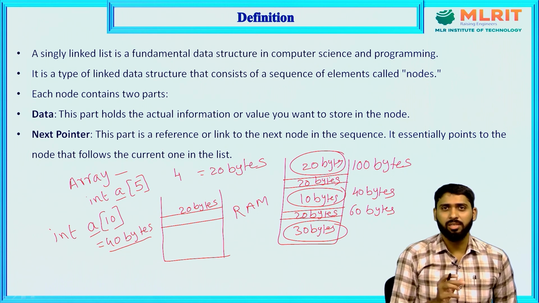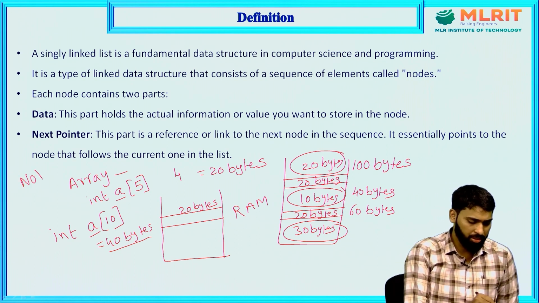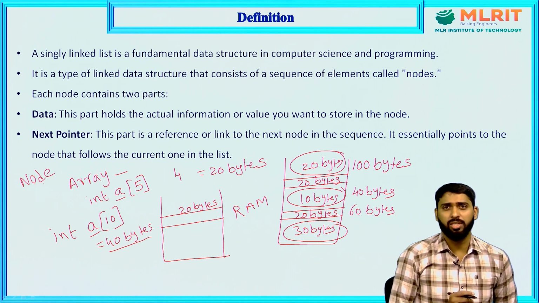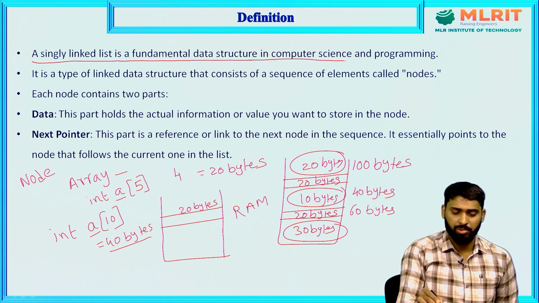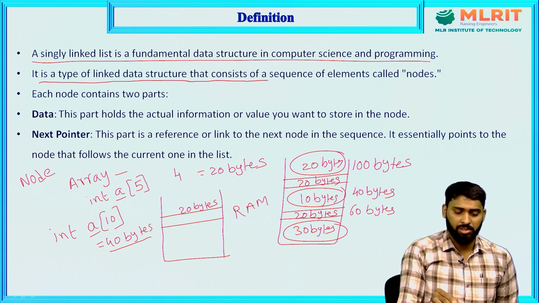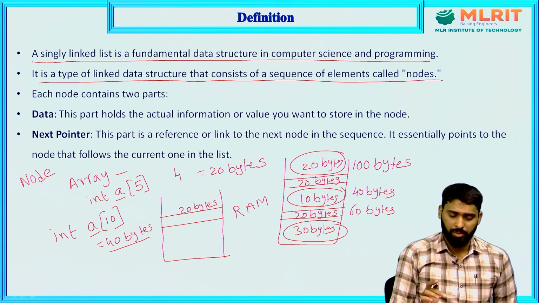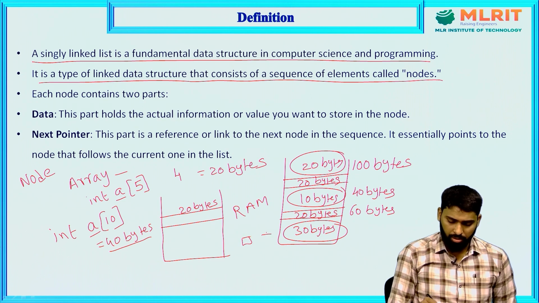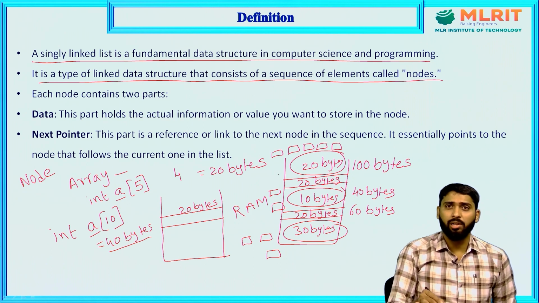In single linked list the data is organized using a node structure. First we see the definition of single linked list. A single linked list is a fundamental data structure in computer science and programming. It is a type of linked data structure that consists of a sequence of elements called nodes. Here in this problem we are going to allocate 3 nodes here, 2 nodes here and another 5 nodes in this top. Now we can link all these nodes.